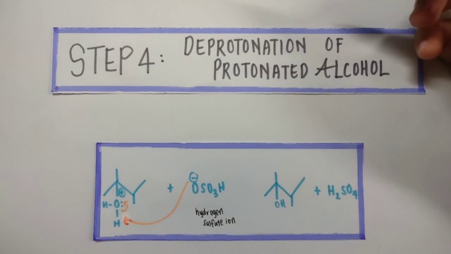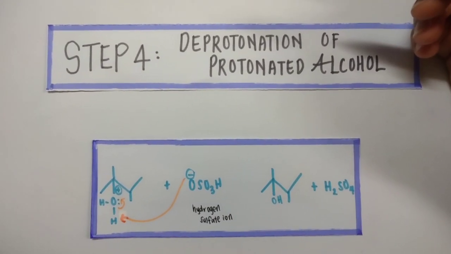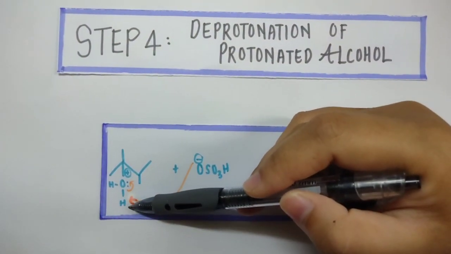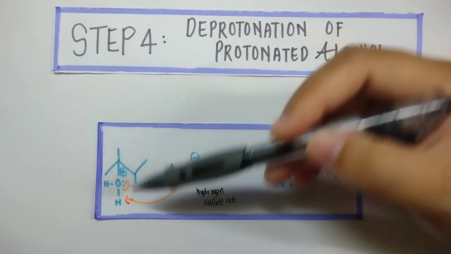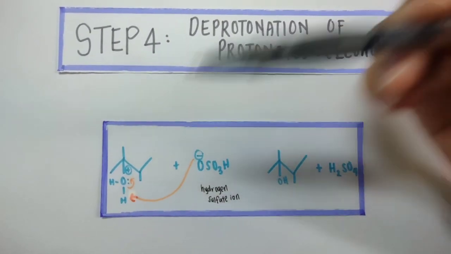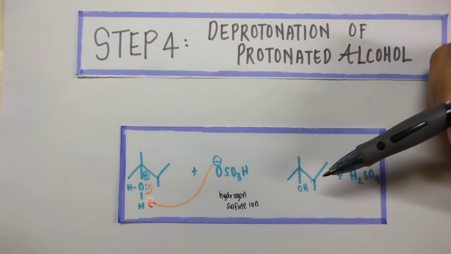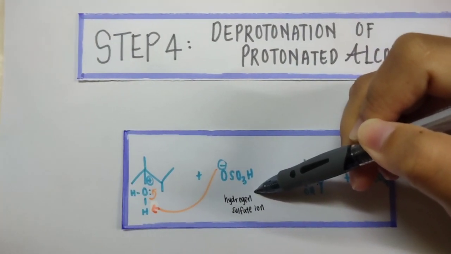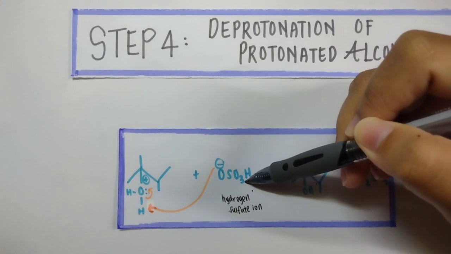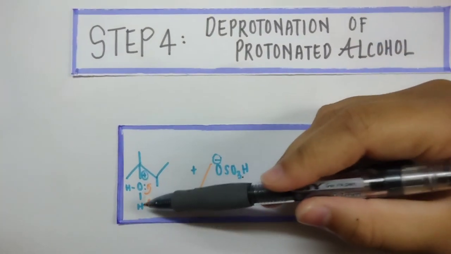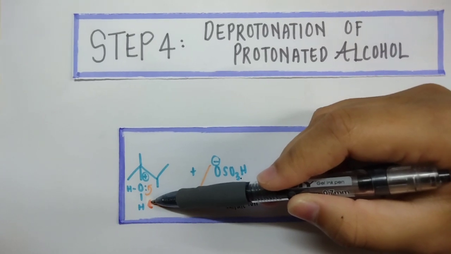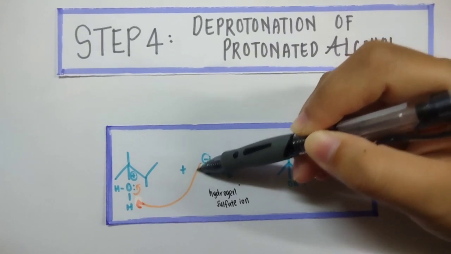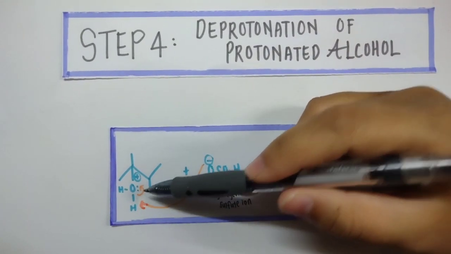So this is the last step, which is deprotonation of the protonated alcohol. In this step, a proton or a hydrogen atom is abstracted from the positively charged oxygen, forming the final product, 2,3-dimethyl-2-butanol. This hydrogen sulfate ion is a base that attacks the proton on the positively charged oxygen atom. As usual, to show the attack, we must draw the curved arrow.